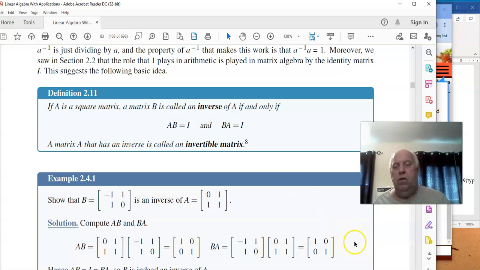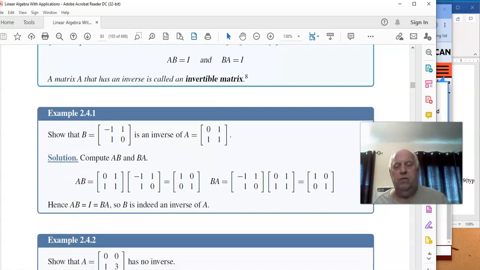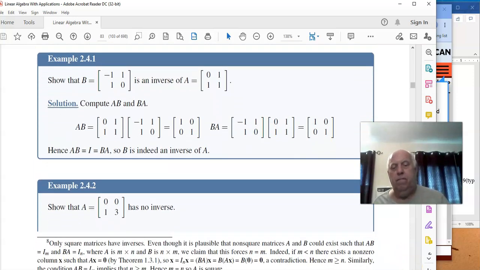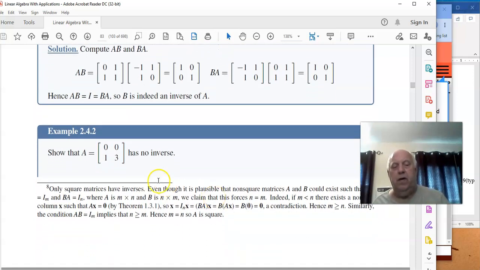Okay, now how do you know if two matrices are inverses? Well, the simplest thing to do is just multiply them together till you get the identity matrix. So here's A, here's B. If you multiply A times B, notice it's going to be a 2 by 2 matrix, and there it is, the identity matrix of size 2. If you multiply B times A, you get the same thing. So B and A are inverses. By the way, if A is an inverse of B, then B is an inverse of A.